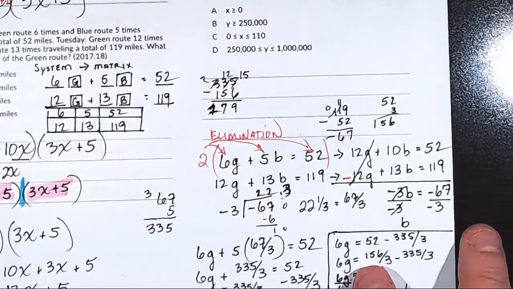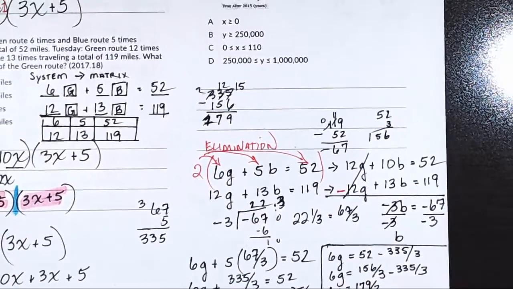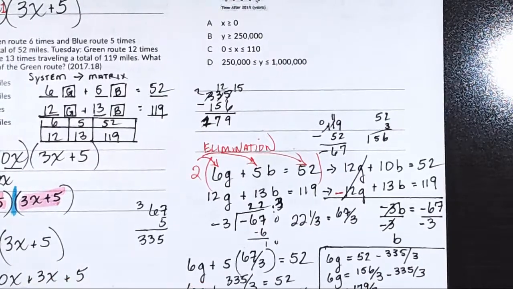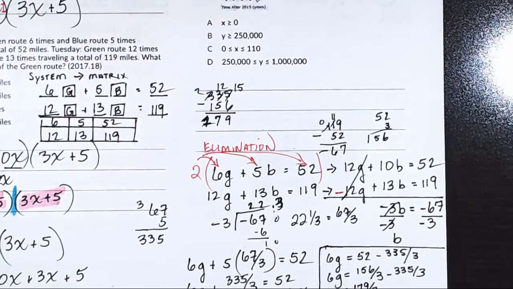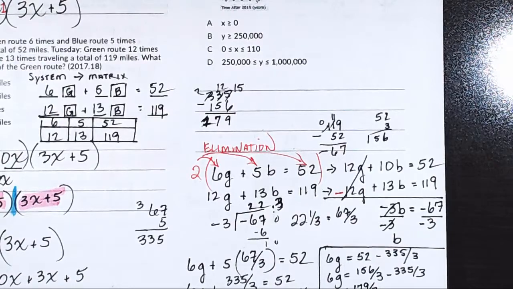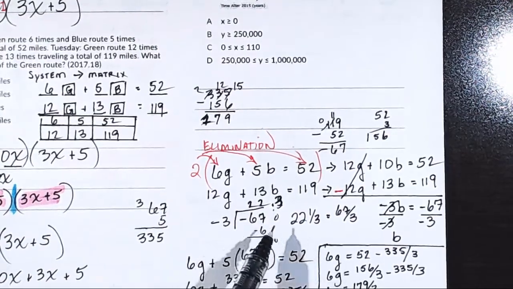Let me see here. What have I done? 179 divided by 18. I must have made a mistake somewhere. I wonder where my mistake was, because this is not working out correctly at all.